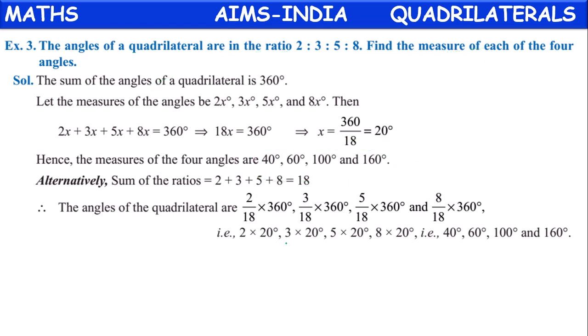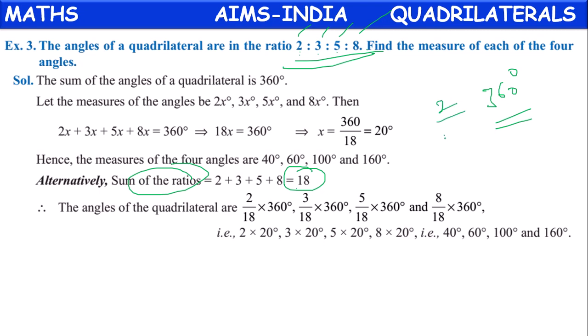But for finding this, one more method is there. The total sum of all angles, 360 degrees, we know. The angles are in the ratio 2:3:5:8. What is the sum of ratios? 2 plus 3, 5, 5 plus 5, 10, 10 plus 8, 18. In total we have 18 parts. So what is the first one? 2 parts out of 18 parts in 360 degrees. 18 20s are 360, so 2 20s are 40. Like this also we can find.